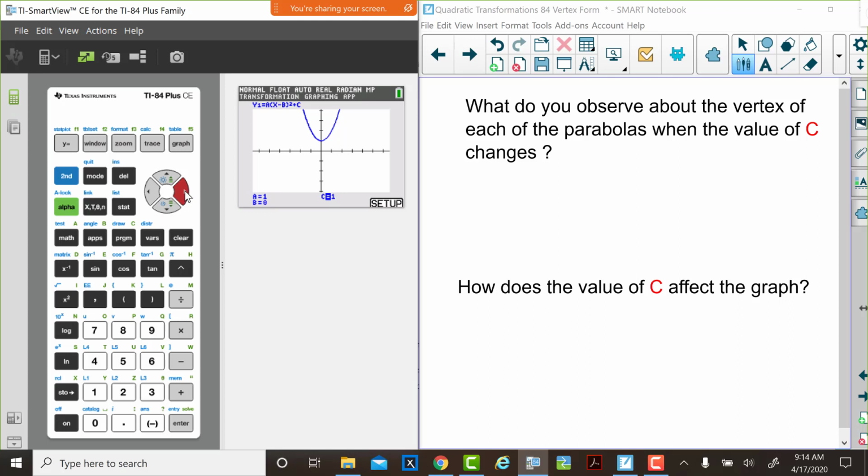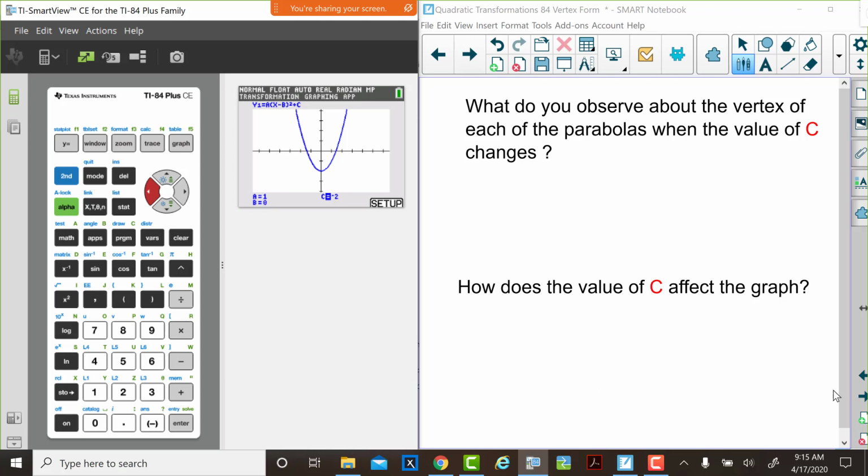Then we could also think about the shape of the graph is not changing, but the value of c definitely affects the graph. There is a vertical translation. If c is negative, it is moved down with respect to the parent function. If c is positive, the graph is shifted up with respect to the parent function.